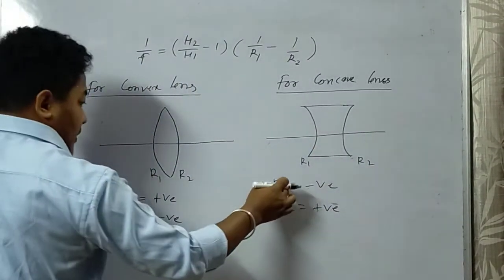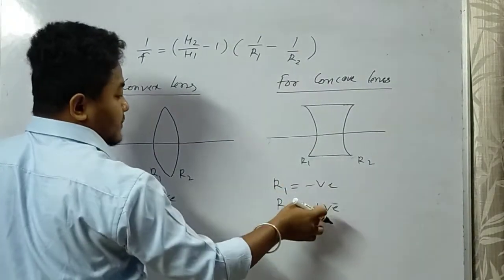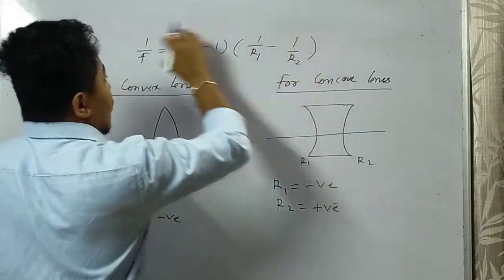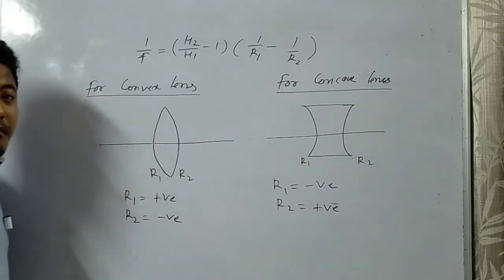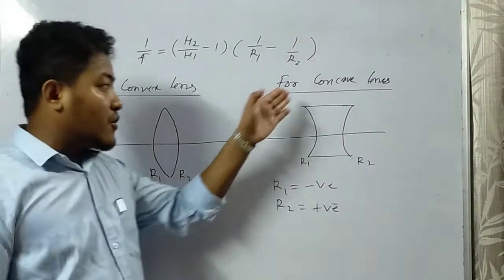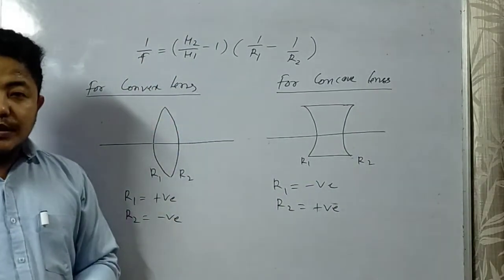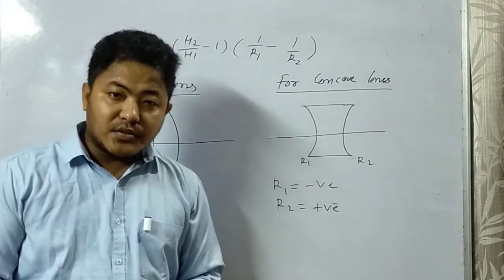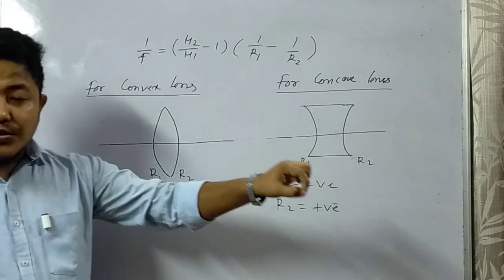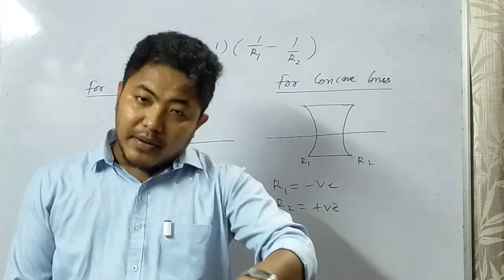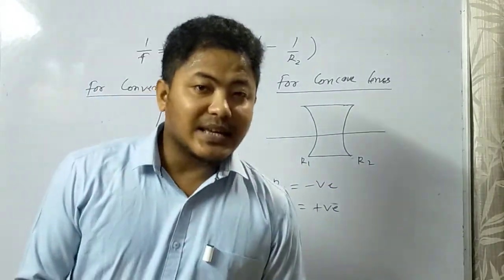So if I put the values here, R1 is negative and R2 is positive, so the whole value is going to be minus. So in case of a concave lens, the power of the lens will be negative. Remember these things: for convex it is positive, and for concave it is negative.